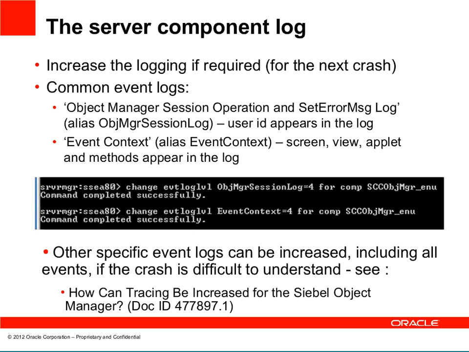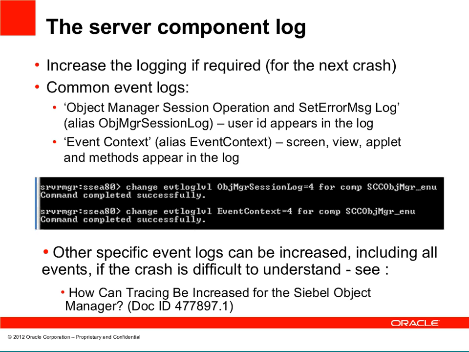Okay, so I mentioned that it's generally not possible to have a high level of event logging on the object manager, but there are two very common and fairly unintrusive event types that can be increased with very, very little performance impact. I've never come across a case where customers had a problem setting these in a production environment. There's always been some trepidation, but that's soon been quashed. The first one's quite a mouthful: the object manager session operation and set error message log. The alias is object manager session log.